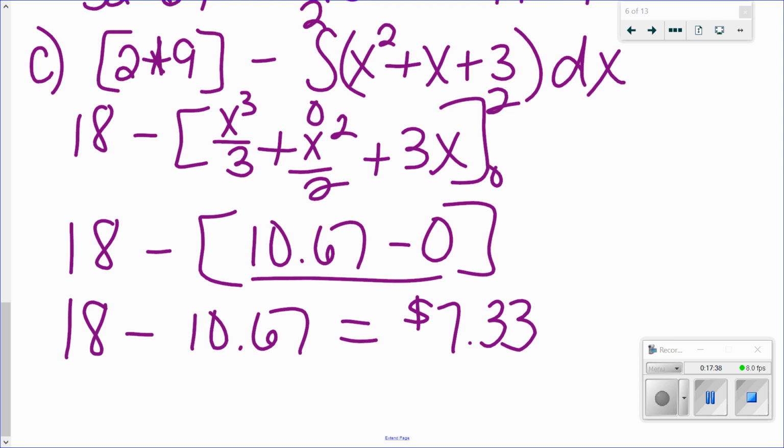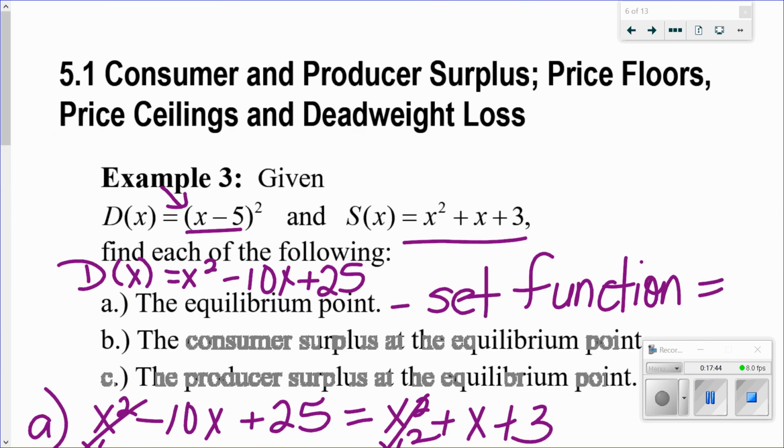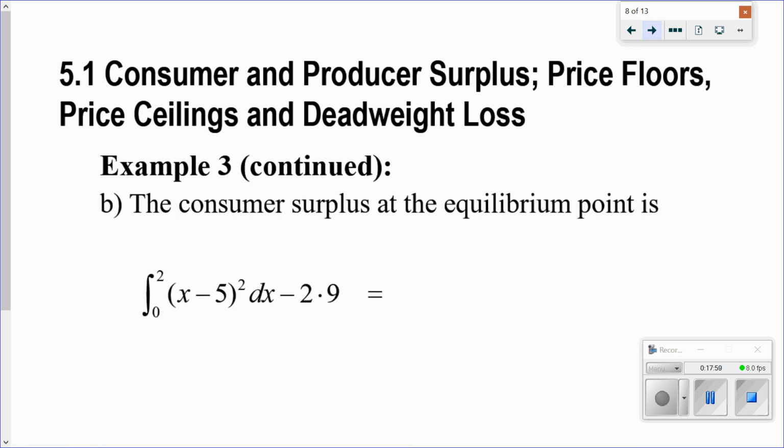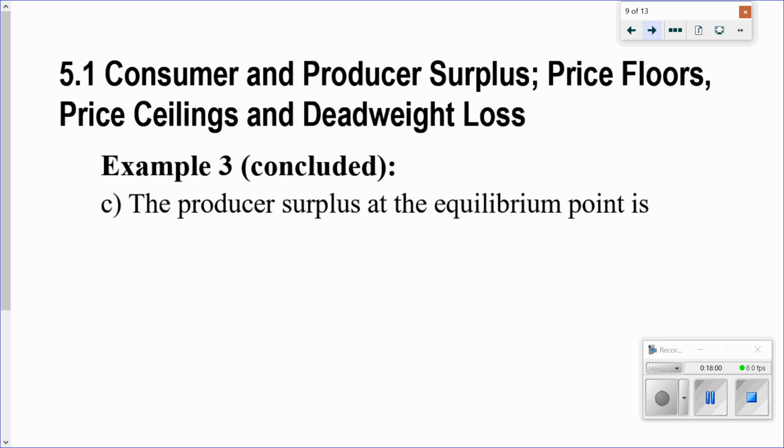Okay, that is the way you're going to see me present that question. So part A will be, let's go back up to the top. It will look just like this, with the part A being your equilibrium point. You're going to use that equilibrium point to find your consumer surplus and your producer surplus. All right, and that is all things that we've already done.